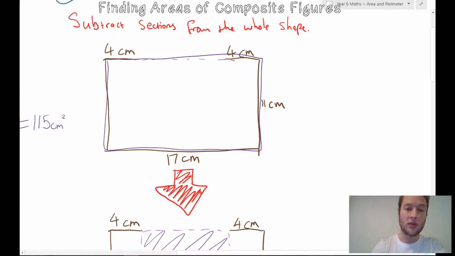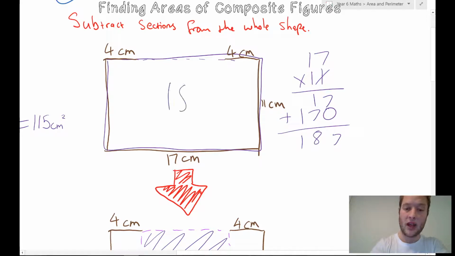Okay, so let's do that. So to begin with, let's work out the whole rectangle. So I'm going to go 11 times 17. So 17 and 11. 1 times 7 is 7. 1 times 1 is 1. Cross it out, put in a 0, start again. 1 times 7 is 7. 1 times 1 is 1. Done. Add them up. So my answer is 187 centimeters squared is what the whole thing is.